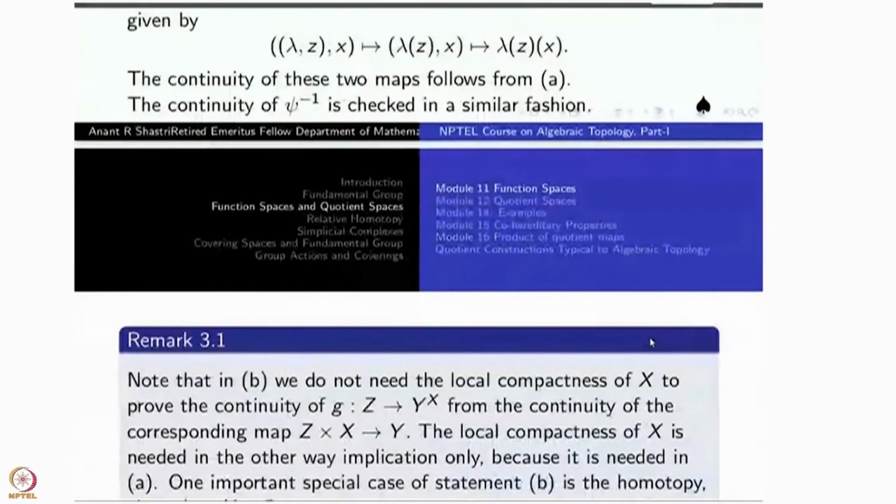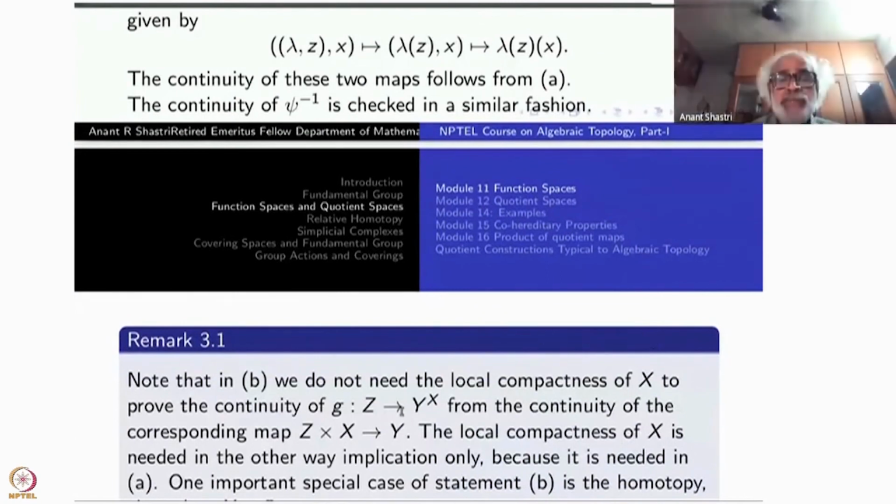Note that in B, we do not need the local compactness of X to prove that the map G from Z1 is continuous from the continuity of the corresponding map. The local compactness of X is needed for the other direction of the implication, because it is needed in part A.